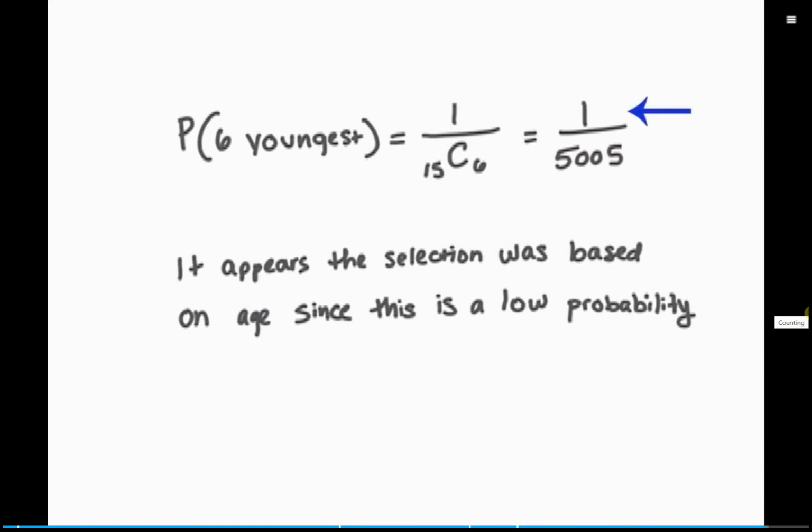So that means there's one time out of every 5,005 times that you would use random selection and come up with the 6 youngest. In that case, that's very unlikely. Possible, but very unlikely. So it would appear that the selection was based on age, because that probability is extremely low. So hopefully you came up with 1 out of 5,005 and recognized that that's a very, very small number. Typically, even less than 5% is a pretty slim chance. So this is significantly less than that. So very slim chance of that happening.